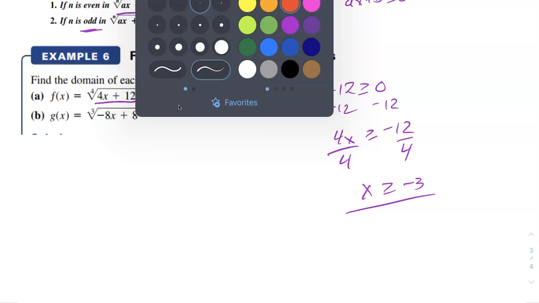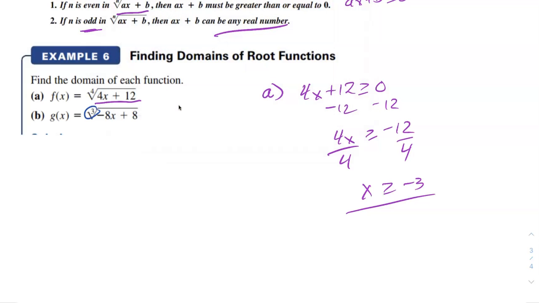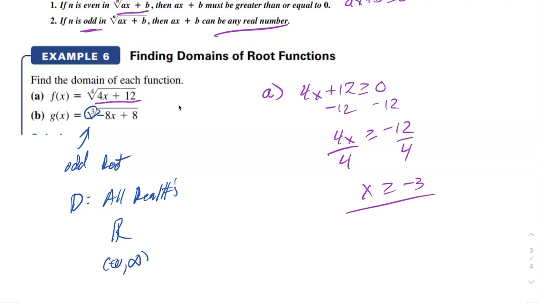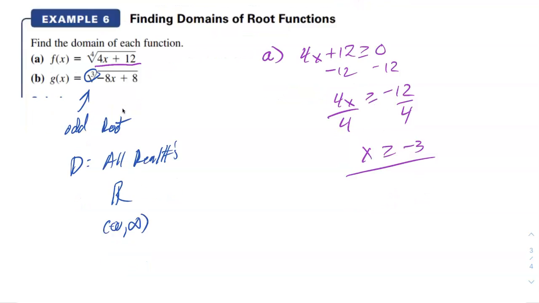B, it's an odd root. So the domain is all real numbers. Lots of ways to write it. You could write the fancy R, you could write negative infinity to positive infinity, or you could say all real numbers. But easiest thing to do, right? Find the domain when it's an odd root, just all real numbers.